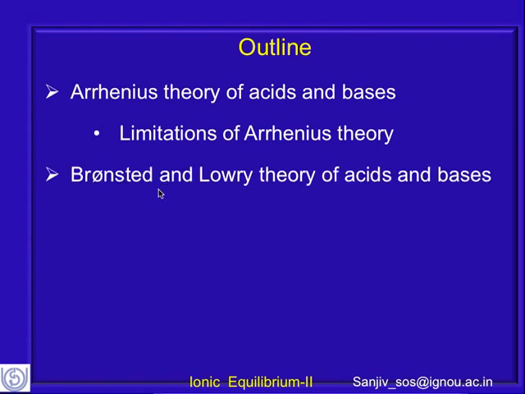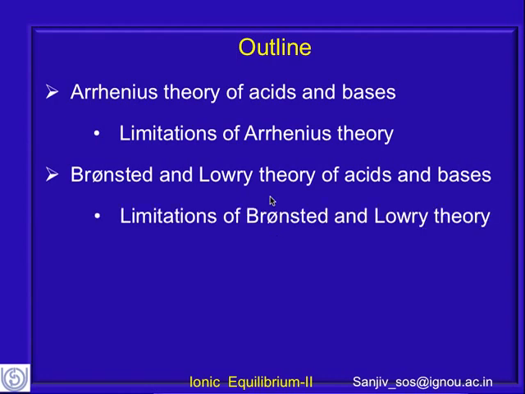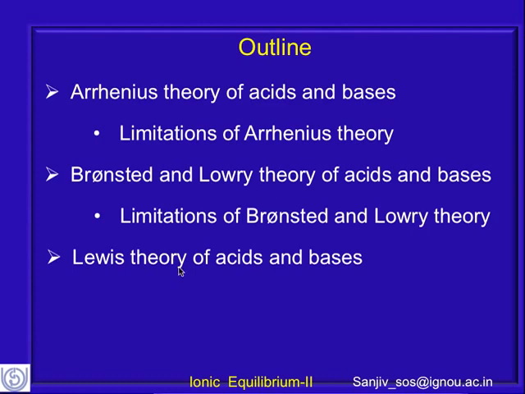That happened to be the Bronsted and Lowry theory, which we'll be discussing. Then there again, there were certain limitations, and we will talk about those limitations. And then we'll come down to the third theory for today, the Lewis theory of acids and bases. Then we will sum up what we do in today's session. Okay, now let's start with the Arrhenius theory.